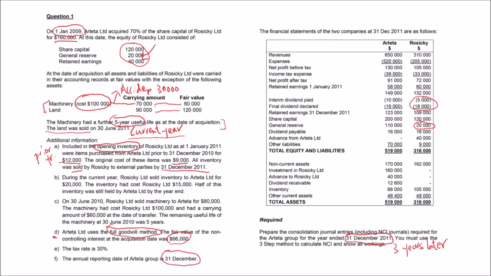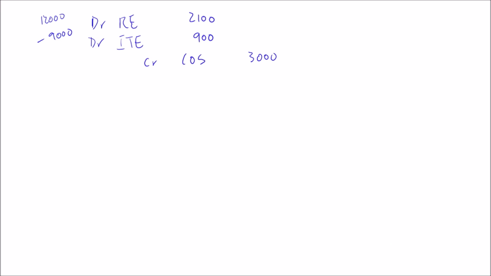In this additional information A, it says that subsidiary purchased the item from the parent. So in this particular sales of inventory, parent is the seller. So we'll go back here and say that it was parent sold that to subsidiary.